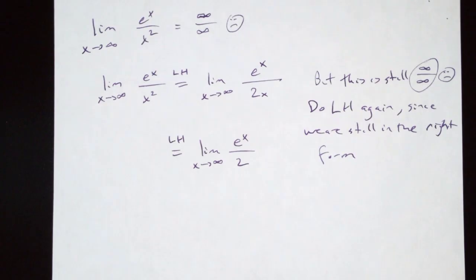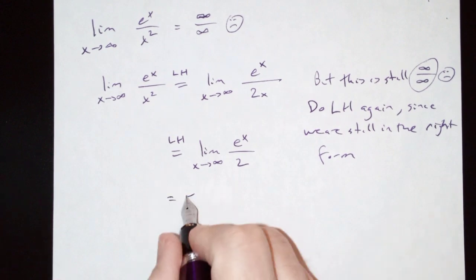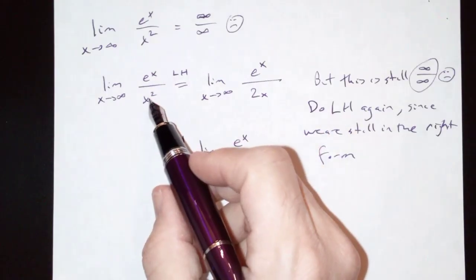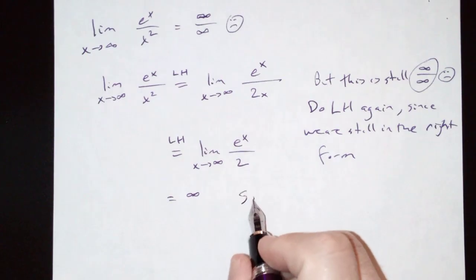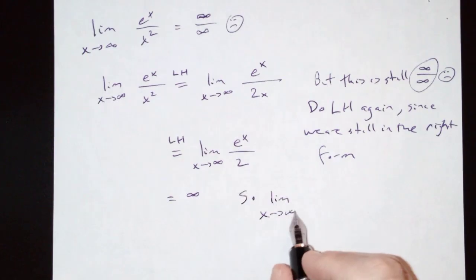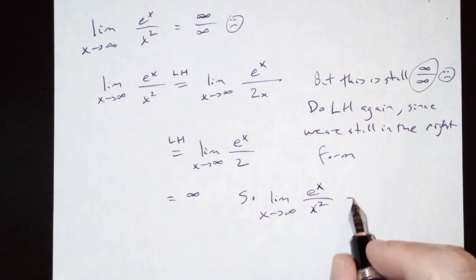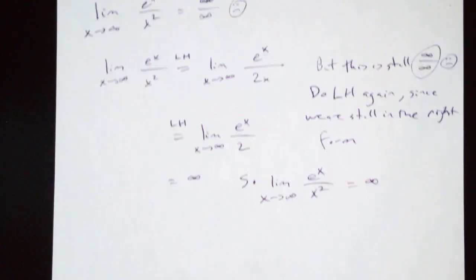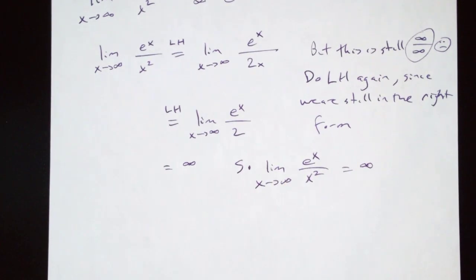But as x goes off to infinity, what happens to the top? It gets huge, and huge, half of huge is still huge, isn't it? So this limit is actually going off to infinity, and that means this limit goes off to infinity, and that means this limit goes off to infinity. The fact that I had to do L'Hopital's rule more than once to resolve my indeterminate form, that's fine. Sneaky, but fine.